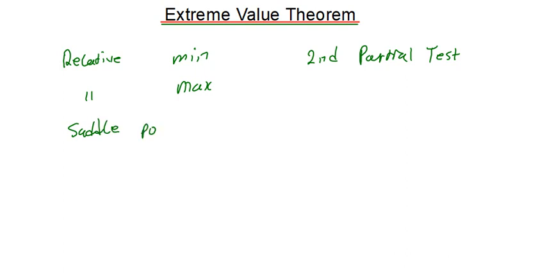Saddle points come about when the coordinates that you have don't give you a min, they don't give you a max. What they give you is something that is not a max and not a min. So we are going to classify that as a saddle point, and you're going to understand that when we talk briefly on the second partial test. It's a very interesting part of the extreme value theorem.